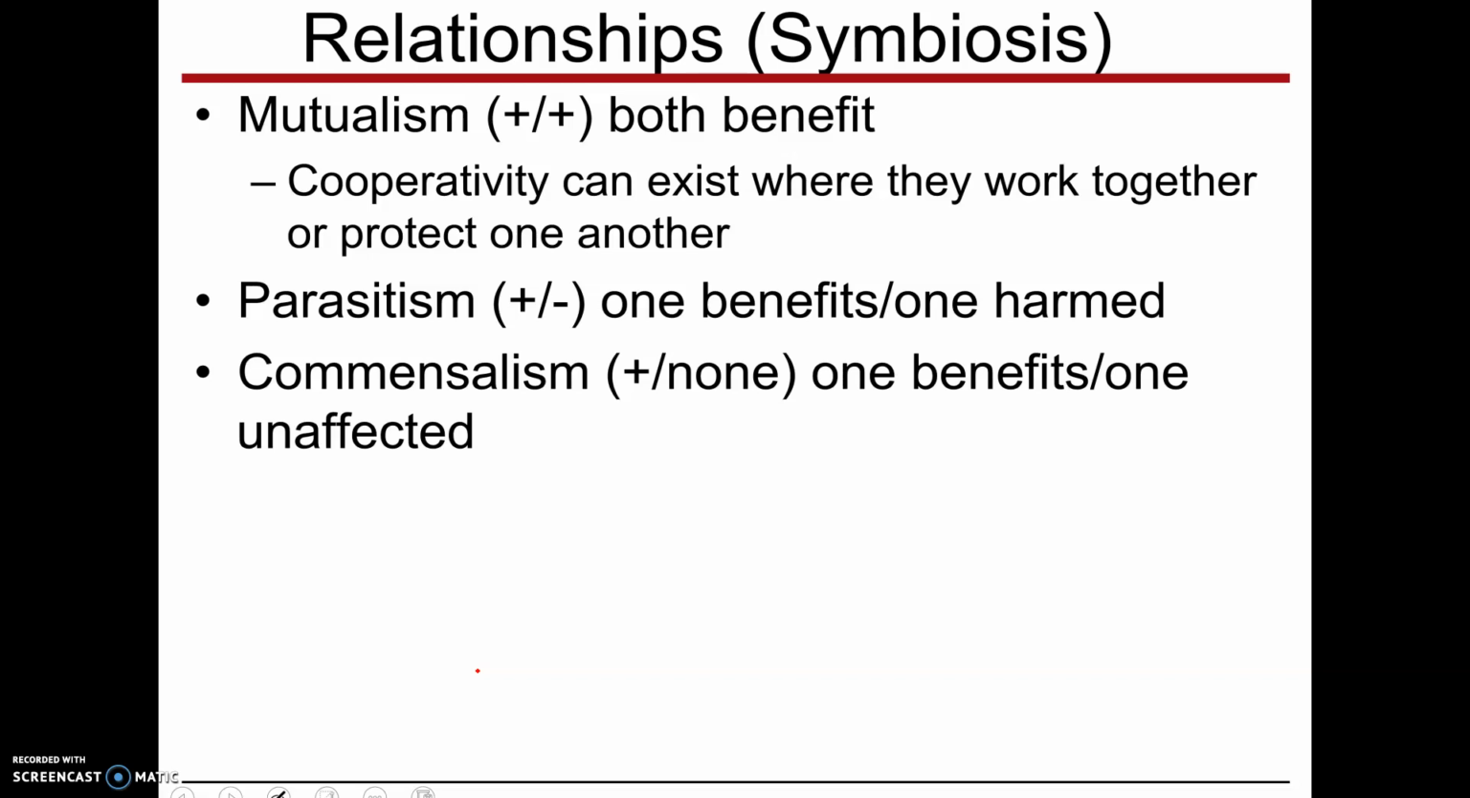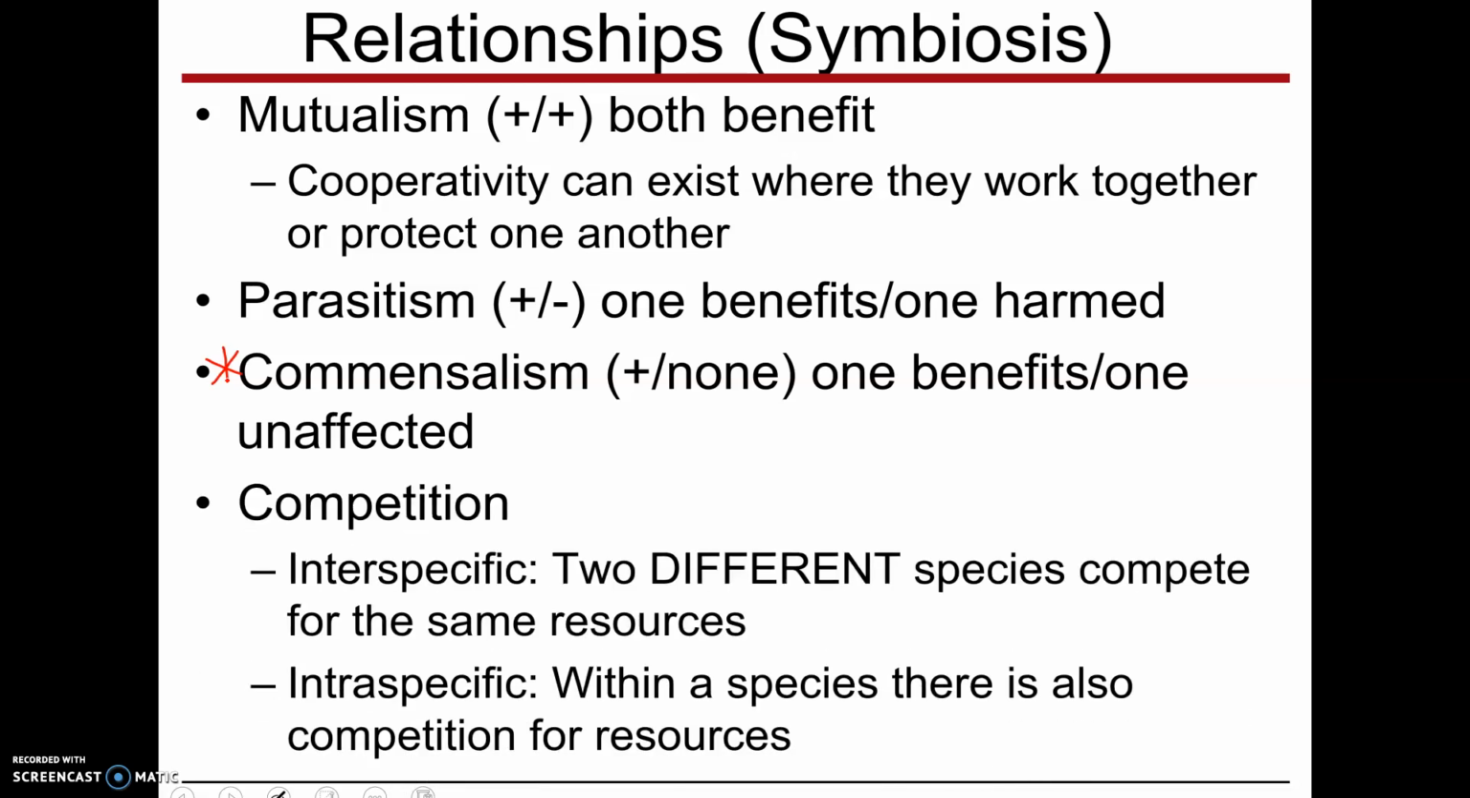Commensalism is where one organism benefits and the other one is unaffected. To me, this one is kind of hard to prove, because how do you really know the other organism is not affected in any way? But that's called commensalism. And then there's also competition. Keep that in mind. And we can subdivide that into two different groups. Inter means between. So like interstate trade would be between, say, Florida and Georgia. So interspecific competition is between different species. So you might have, say, wolves and coyotes, and they're both fighting over the same resources. They both want to eat the same prey.